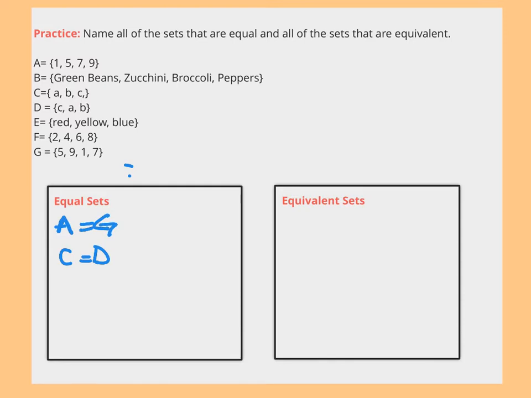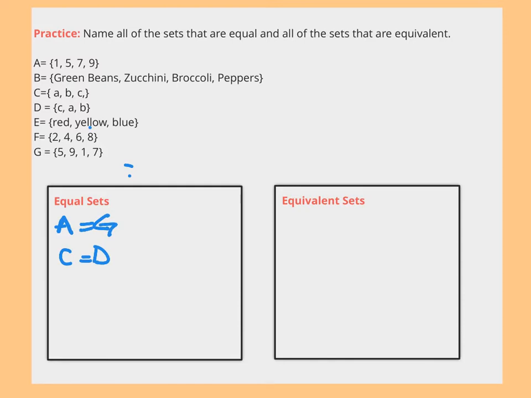If I move down, I can see red, yellow, blue. So it has 3 elements in it, but I don't see any other set that has those same 3 elements. 2, 4, 6, 8, I don't see any other set. So my equal sets from what I'm given here are A and G and C and D.